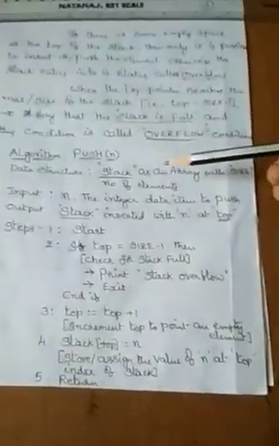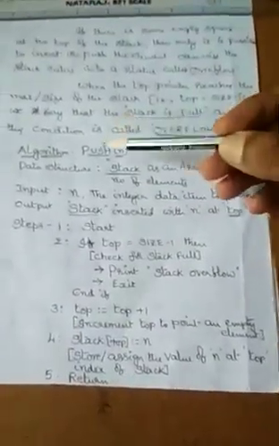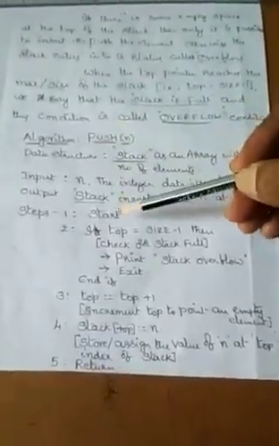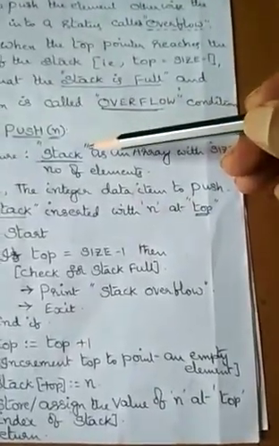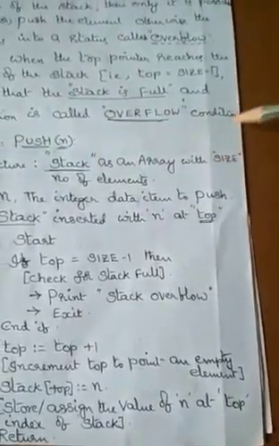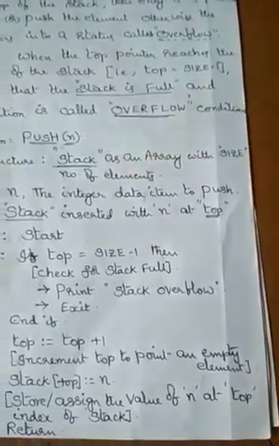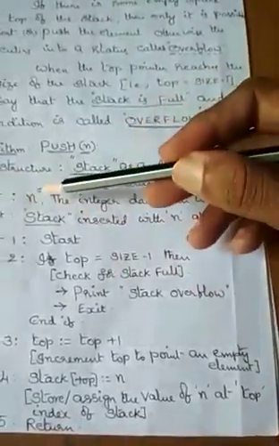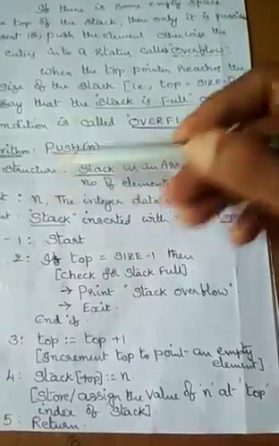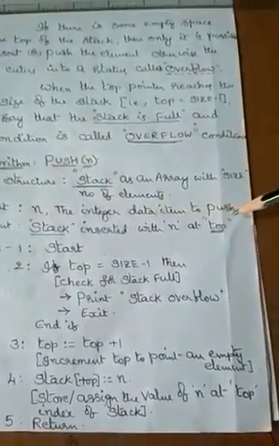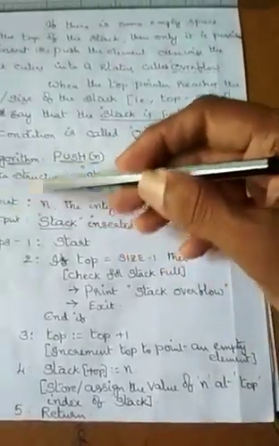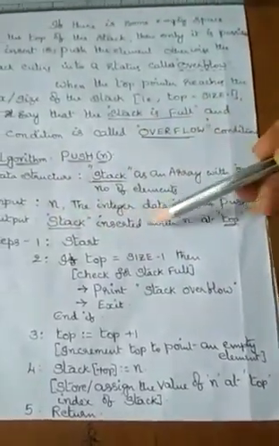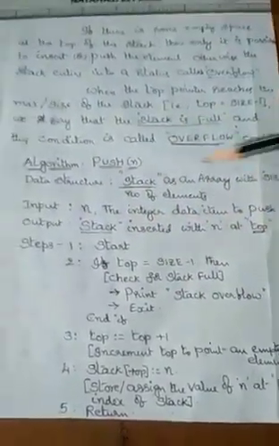Here I present a simple algorithm for the push operation. For this push operation, there are three things involved. One is the data structure. The data structure we are using is the stack as an array with size number of elements. Input is a parameter, n, the integer data item to push, and the output of this operation is the stack with n inserted at the top.